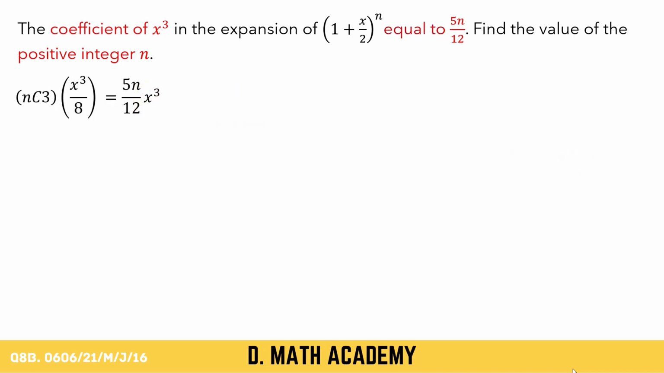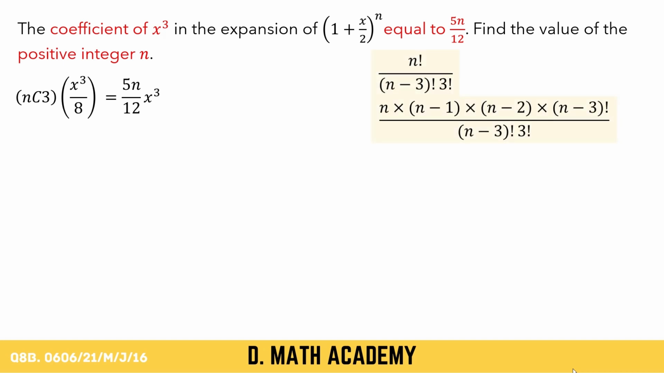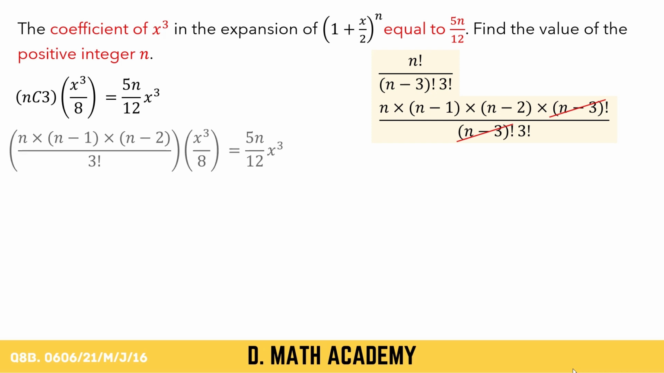Here comes the second part of the equation. So the nC3 there can be broken down as n factorial over n minus 3 factorial times 3 factorial. So I've broken down my n factorial as n times n minus 1, n minus 2, n minus 3 factorial. The n minus 3 factorial is repeated in both numerator and denominator, so they are cancelled off. So I will be left with n times n minus 1 times n minus 2 over 3 factorial.